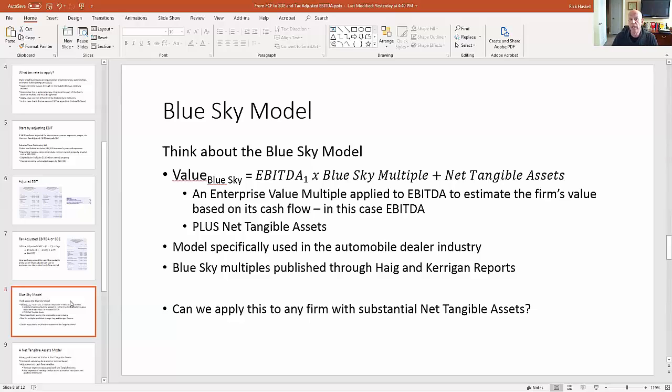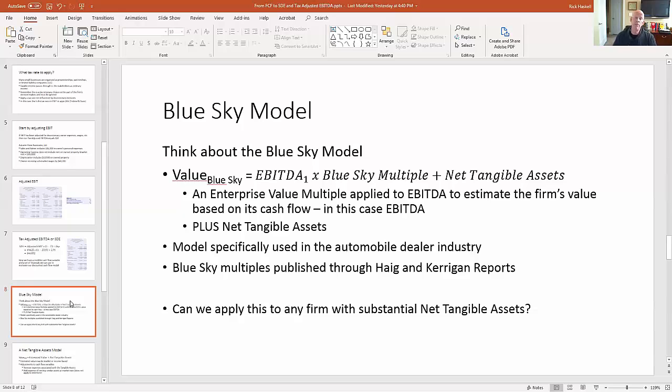So now let's go ahead and look at the blue sky model. We're going to look at that as a precursor to thinking about a net tangible assets model. By the way, I don't know that that term, net tangible assets model, is pervasive throughout the valuation consultancy space. It's a term I'm giving it simply to differentiate it from the blue sky model, which we recognize is used predominantly in the automobile dealership and heavy equipment dealership space, RV dealerships, etc.